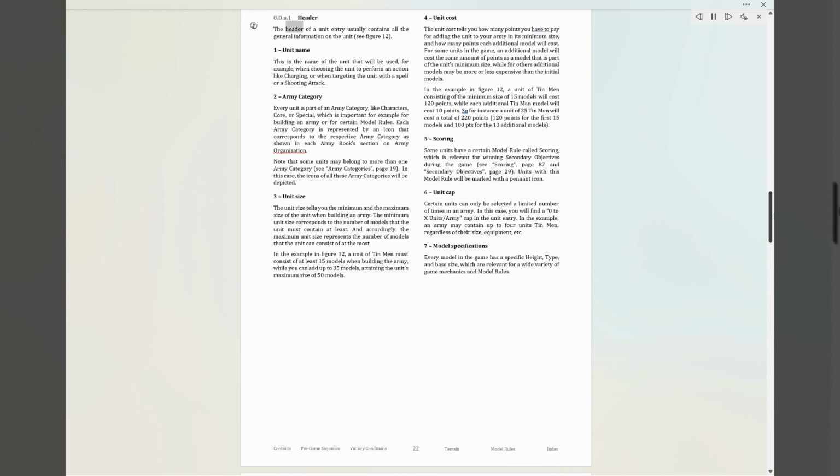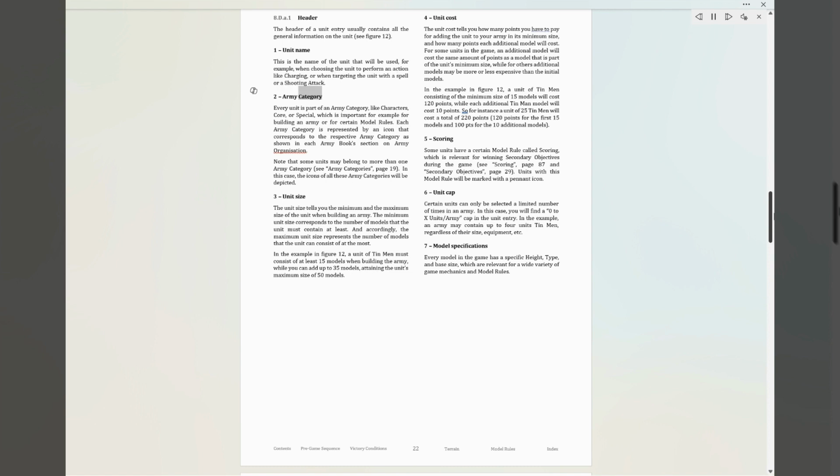Header. The header of a unit entry usually contains all the general information on the unit. See Figure 12. Unit name. This is the name of the unit that will be used, for example, when choosing the unit to perform an action like charging, or when targeting the unit with a spell or a shooting attack.